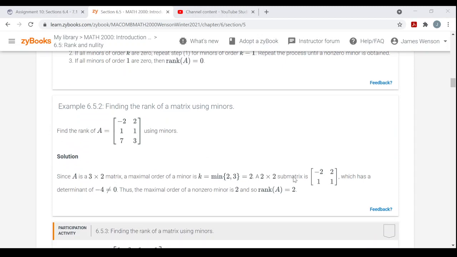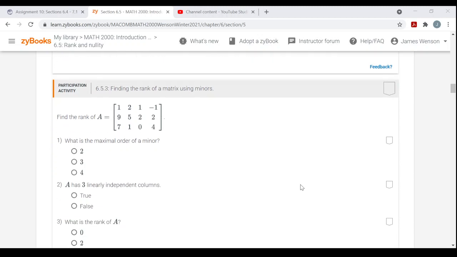Let me show you an example here. For this one, they're doing the same thing.